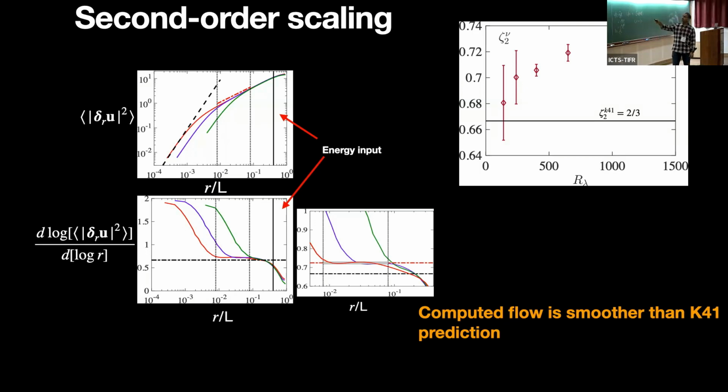And this can be quantified not only for order 2, but for different orders. This gives you a measure of how intermittent the flow is. So at higher orders, the greater the deviation from the self-similar scaling, you can expect higher jumps in your velocity field. Also note that this computed flow is smoother than the K41 prediction. What I really mean by that is these exponents are closer to the value of 2, which is the smooth condition, rather than the Kolmogorov prediction.